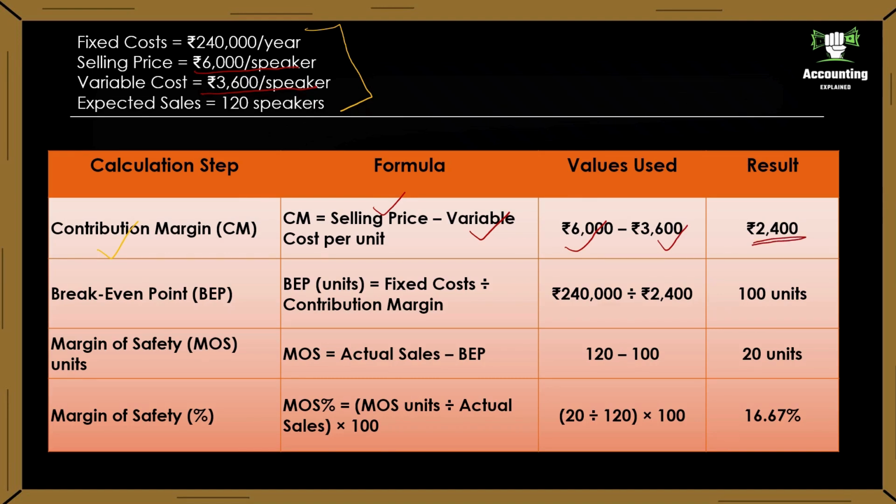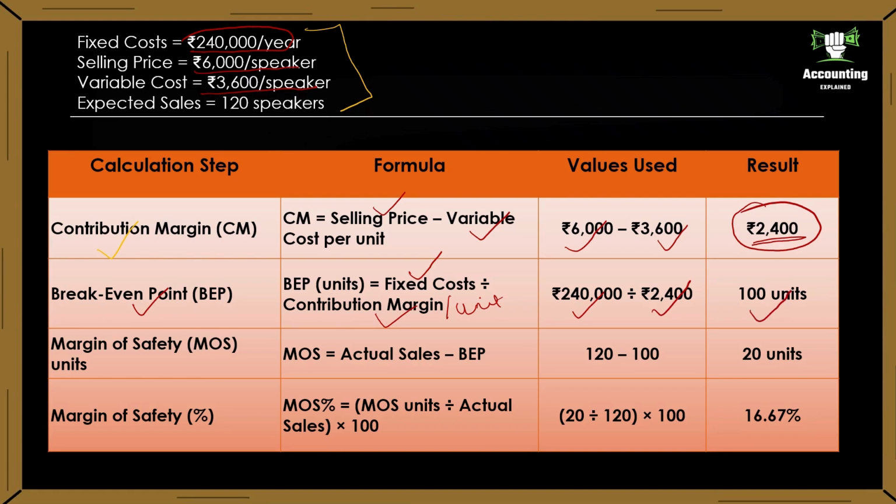Next step is to find out the break-even point in units. The formula is fixed cost divided by contribution margin per unit. Fixed cost is given in the question as 2,40,000 per year. So 2,40,000 divided by the contribution margin we just calculated, 2,400. So the break-even point in units is 100 units.